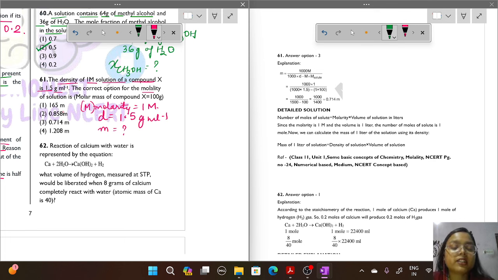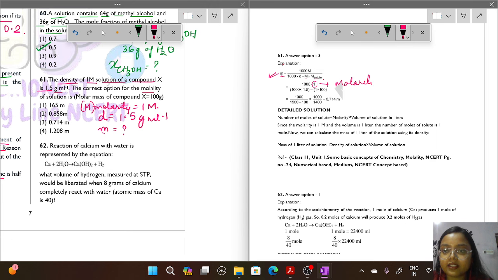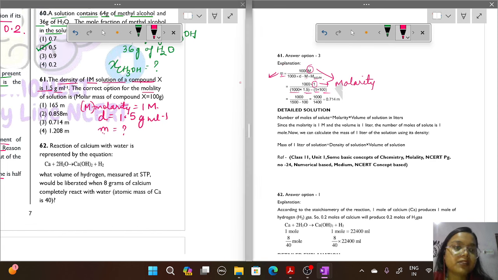So what is the formula? What is the relation between small m, molality, and density? Okay, so this is the formula: molality equals 1000 M divided by 1000 into density minus M into molar mass of solute. M is given as 1 molar; here M is molarity. 1000 into 1, divided by 1000 into 1.5. Density is 1.5, already given in the question. Molarity is 1 and the molar mass of solute is given as 100.